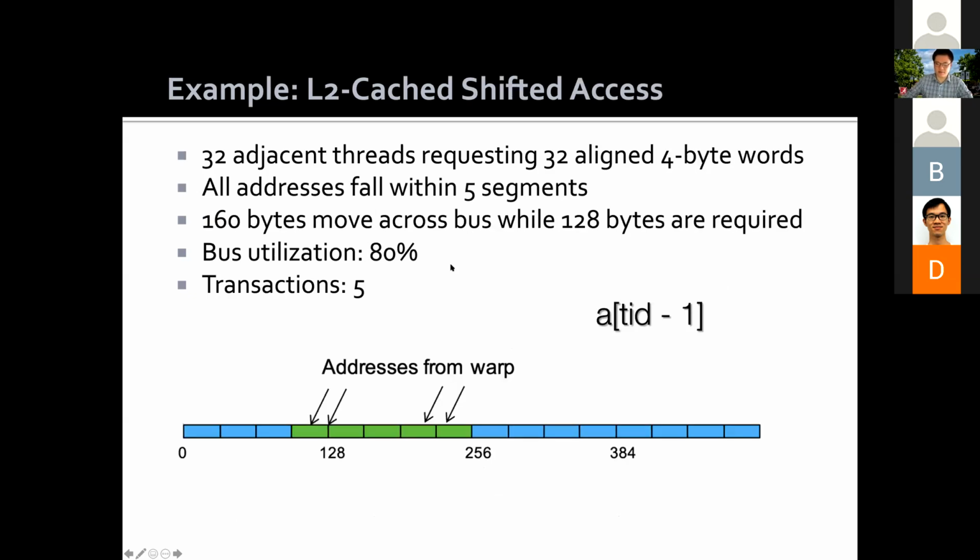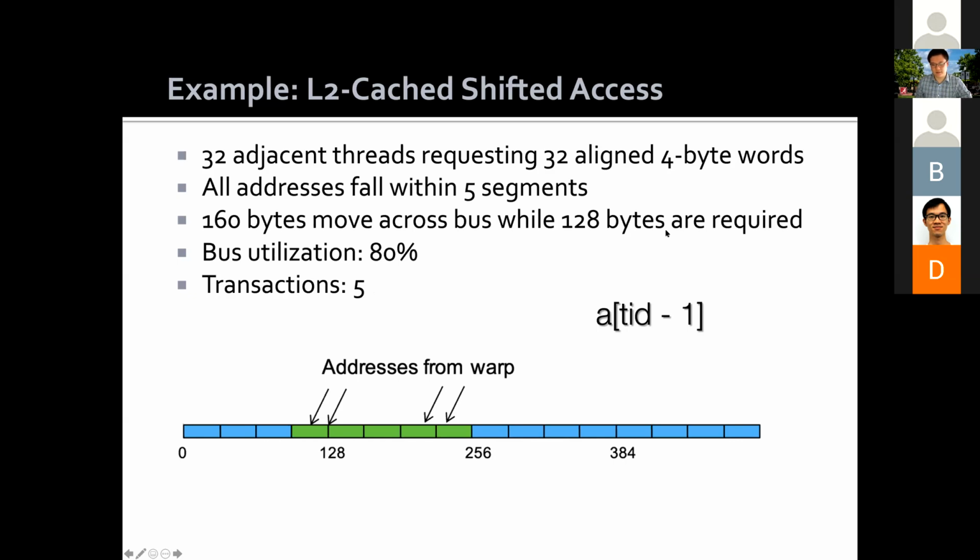But we can give some not very good case. For example, 32 adjacent threads requesting 32 aligned 4-byte words. It's the same assumption, but all the addresses fall into 5 segments. For example, you are not starting from 128, you're starting from maybe 96, right? And 96 means that you finish before the memory location 256. That means you need to spend 5 transactions to read 128 bytes, but you only use 128 bytes.